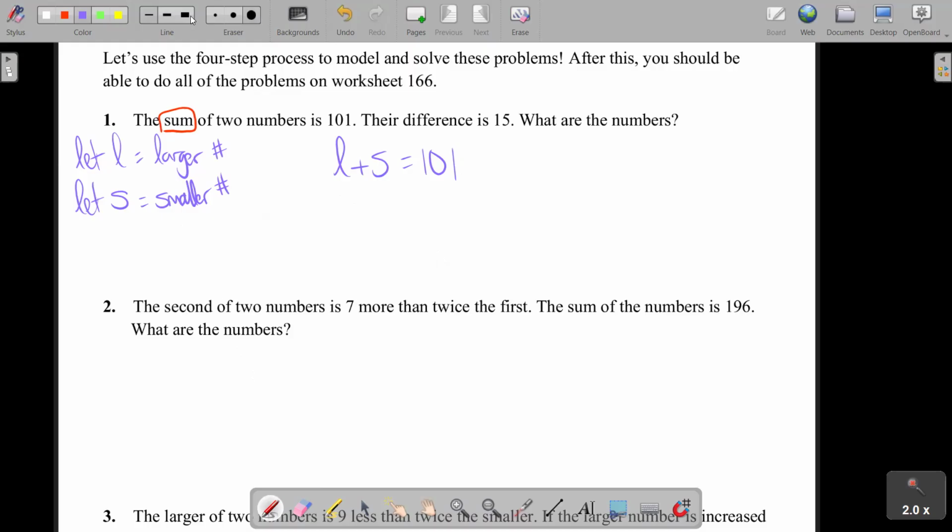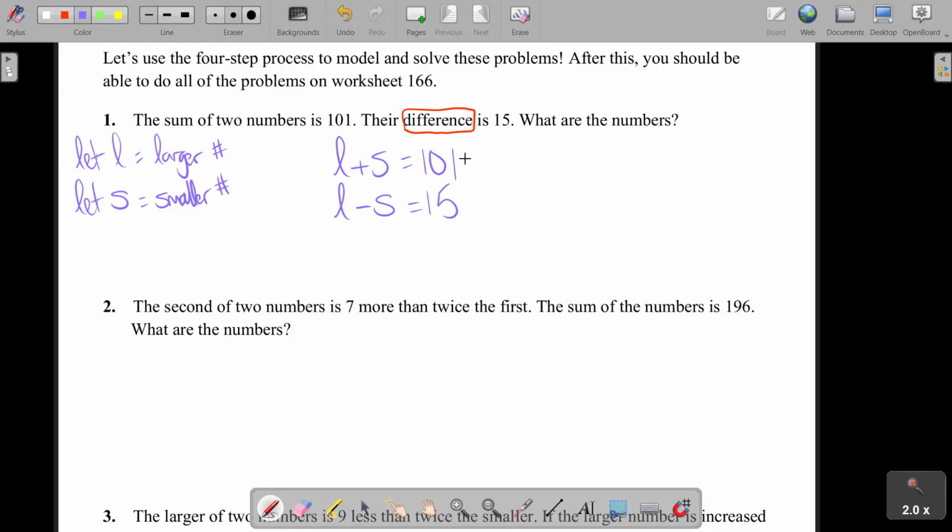The next math word I need to make sure that you're up to speed on is difference. Difference is the answer to a subtraction problem. So like the difference of 4 and 7 is -3. The difference of 7 and 4 is +3, and so on. Correct. So we're going to say that L minus S equals 15.